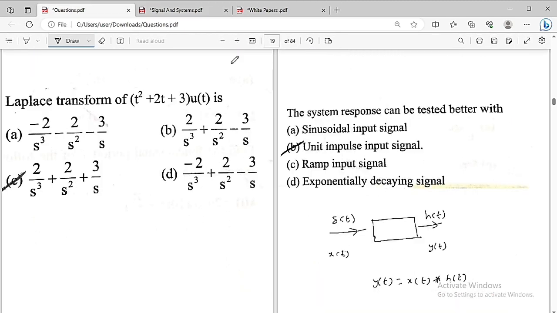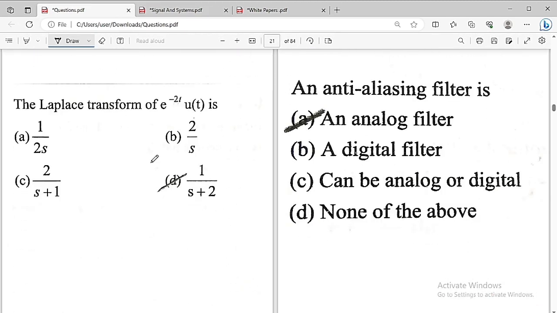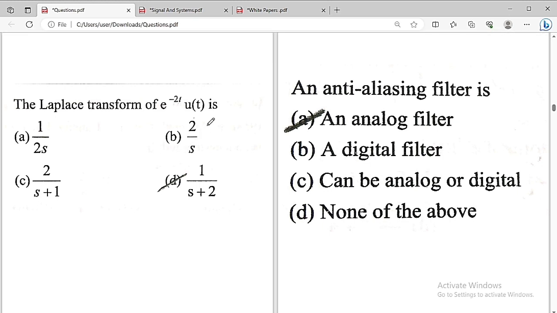The next question is, what is the Laplace transform of e to the power of minus 2t into u of t? So we have to find the Laplace transform of e to the power of minus 2t into u of t. The correct solution of this question is 1 by s plus 2.